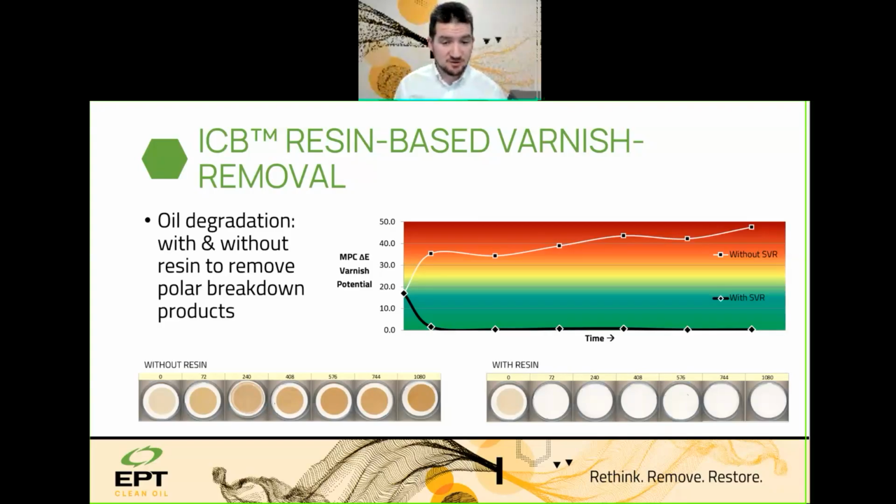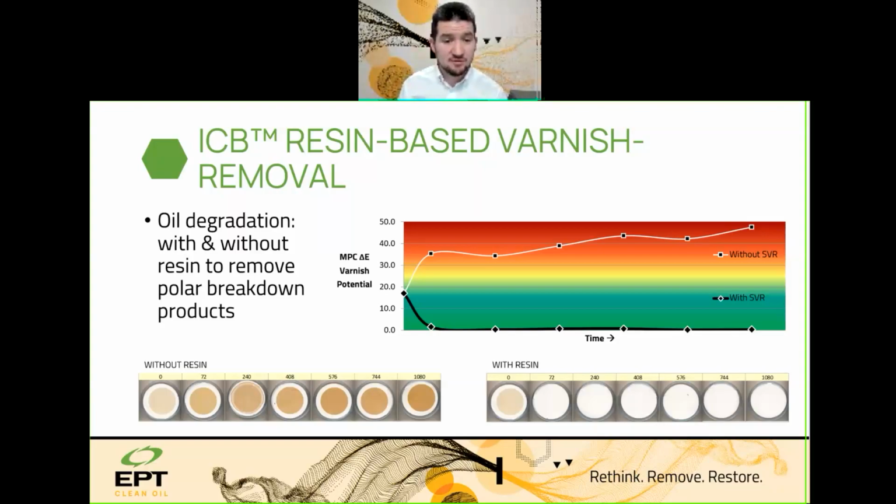If you do this exact same experiment in the presence of soluble varnish removal using an ICB resin, you can see a very different result. The patches stay white. The MPC varnish potential stays near 0. An important thing to note about this black line on the plot and all these white patches at the bottom right, it's not that this oil isn't breaking down. This oil is breaking down the exact same way the other trial was breaking down.